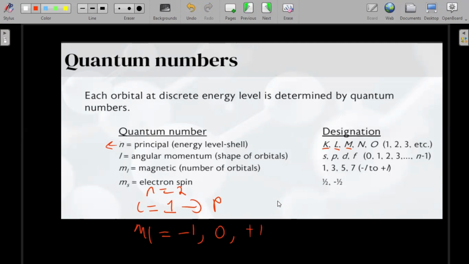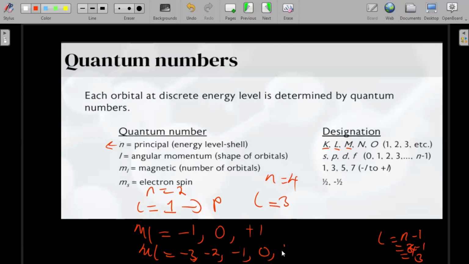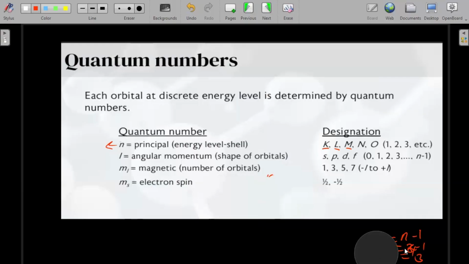Let's say N is 4, meaning our L is 3, isn't it? Using our formula, L is equal to N minus 1, we put a 4, so we are saying N is 4, and we are going to get L is 3. So if L is 3, ML is going to be -3, -2, -1, 0, +1, +2, +3. That's the orientation. Then the last type of quantum number is what we call the spin quantum number.